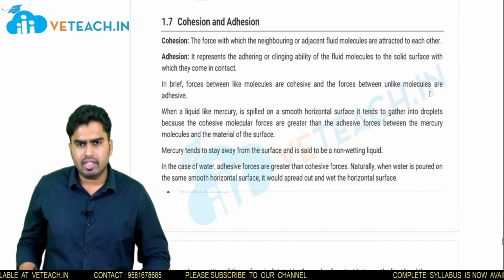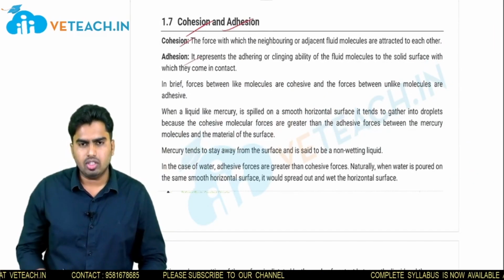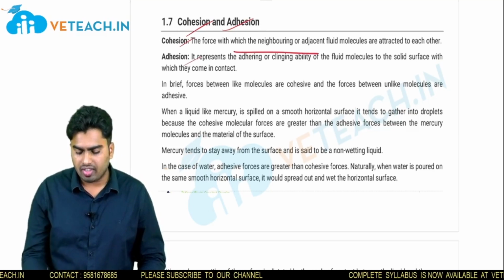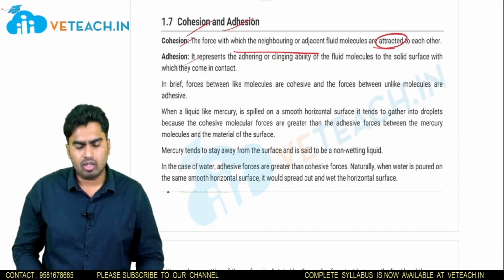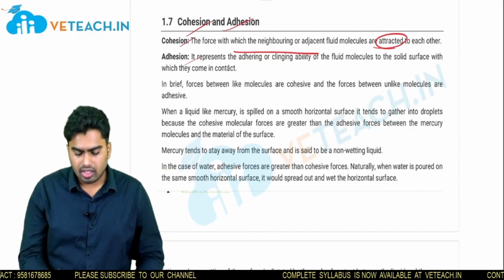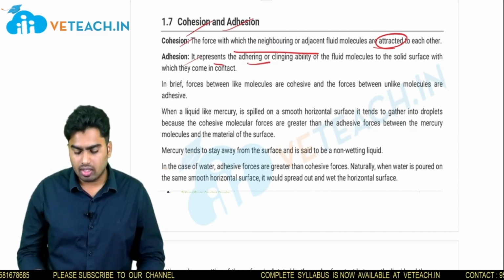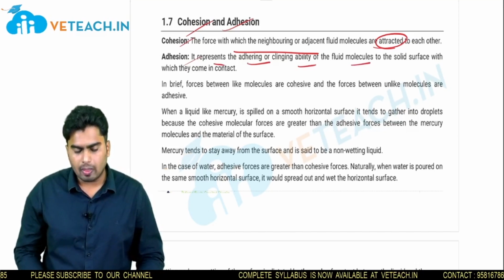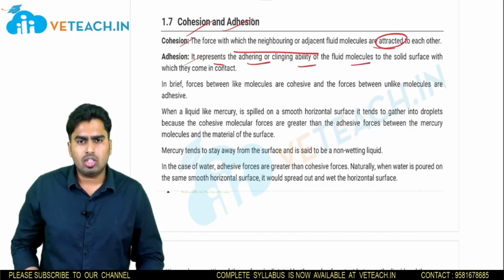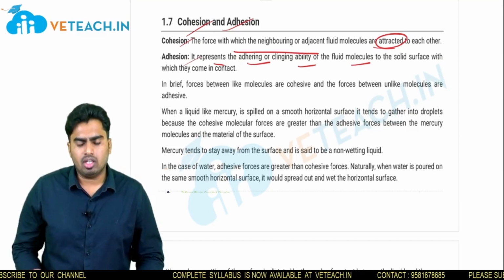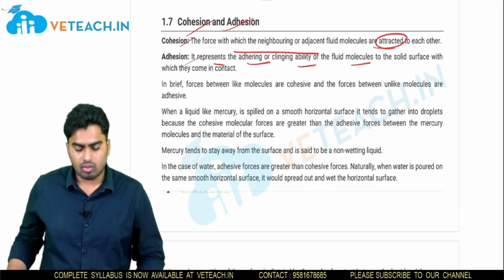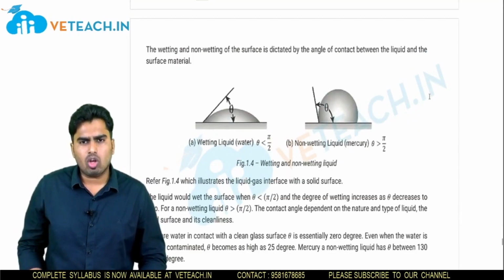Next, what are adhesion and cohesion? Cohesion is the force of attraction between adjacent layers. They are attracting each other, and that is known as cohesion. Adhesion represents the adhering or clinging ability of the fluid molecules. That is, if the force of attraction is between unlike molecules, then it is known as adhesion.